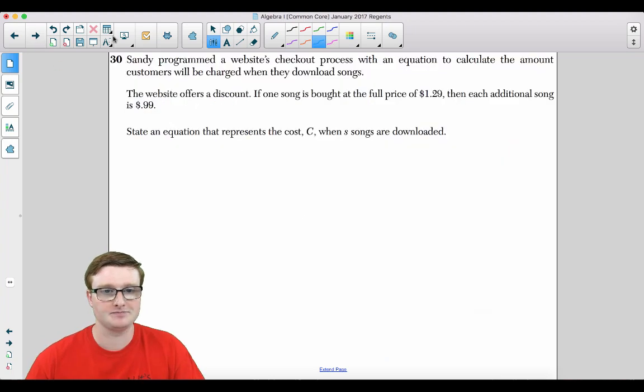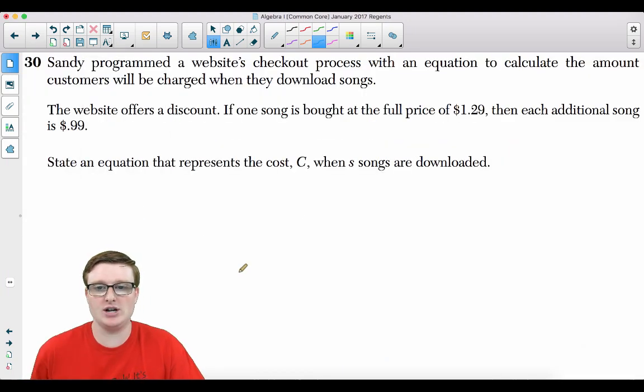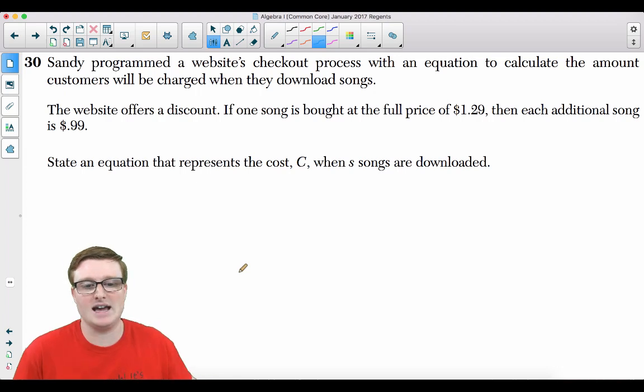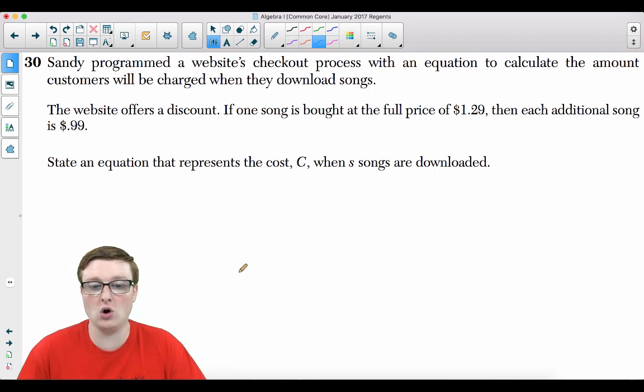All right, number 30. Sandy programs a website's checkout process with an equation to calculate the amount customers will be charged when they download songs. The website offers a discount. If one song is bought at the full price of $1.29, then each additional song is 99 cents. State an equation that represents the cost C when S songs are downloaded.